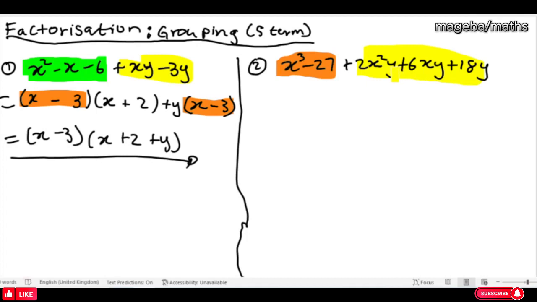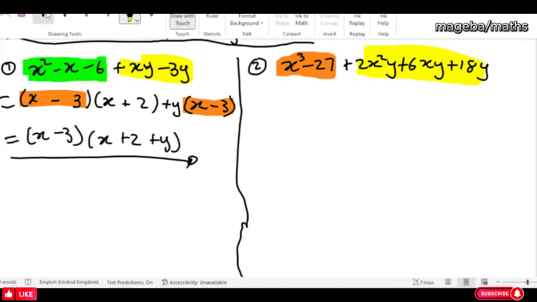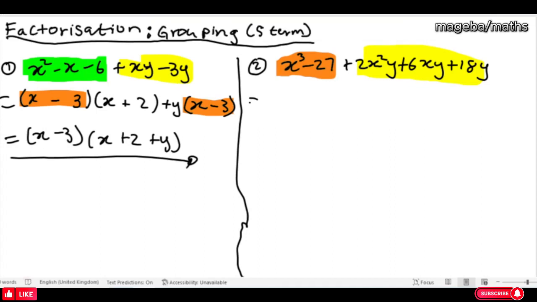On this one, we can see that there is a common factor of 2, which is 2, 6 and 18. 2 goes into 6, 2 goes into 18, and also we have y that is common in each and every term, so we can take a common factor on this one. Now let's get going, starting with the first one.